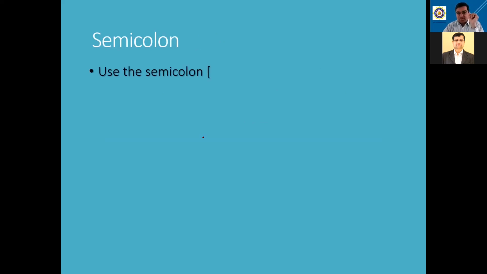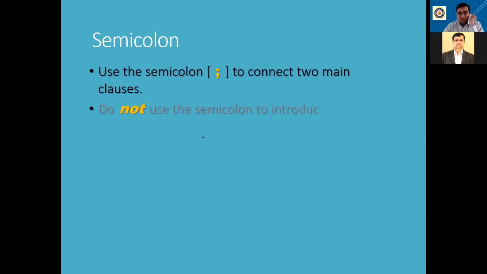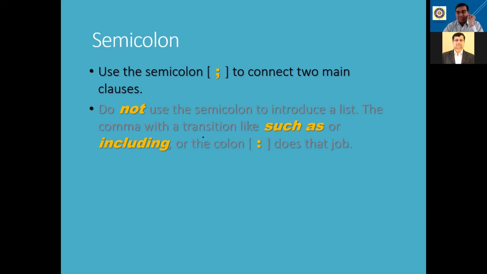Yes, semicolon. Use the semicolon to connect two main clauses. Do not use the semicolon to introduce a list. The comma with a transition like such as, including, or the colon does that job. Let's see one example of this. Jasmine worries about her grade in statistics. Math is not her best subject.